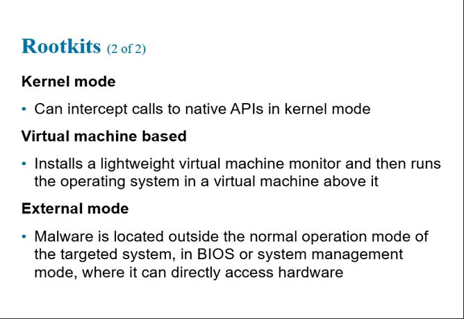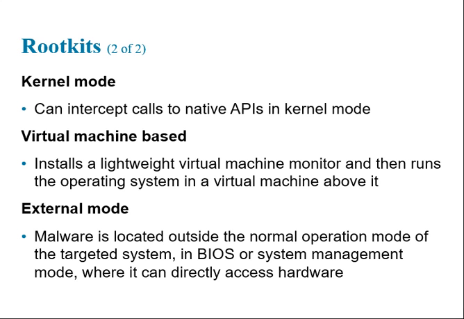Another type of rootkit is the kernel mode rootkit. This can intercept calls to the native API in kernel mode, which requires low-level detection methods at the operating system kernel, not the application level. Sometimes they call it ring 0, ring 1. Okay, virtual machine based is lower than kernel mode.